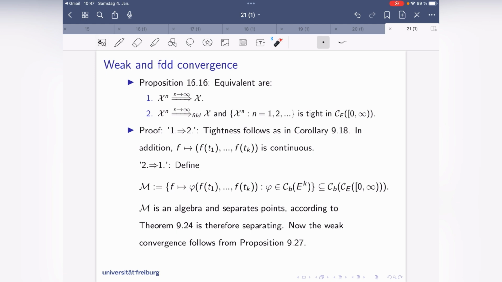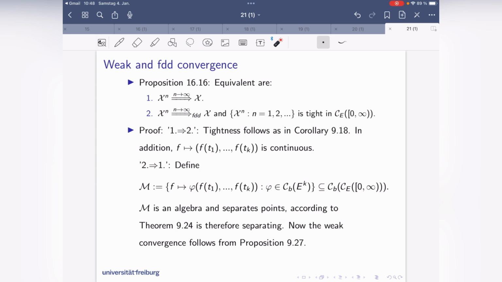which means that if you take two functions, f and g, you can find functions like this here, which are different for these two functions. And an algebra which separates points, we have shown somewhere in the weak convergence result, that's a separating algebra, which means it can distinguish distributions. And we also had a general result, 9.27, that now weak convergence follows.